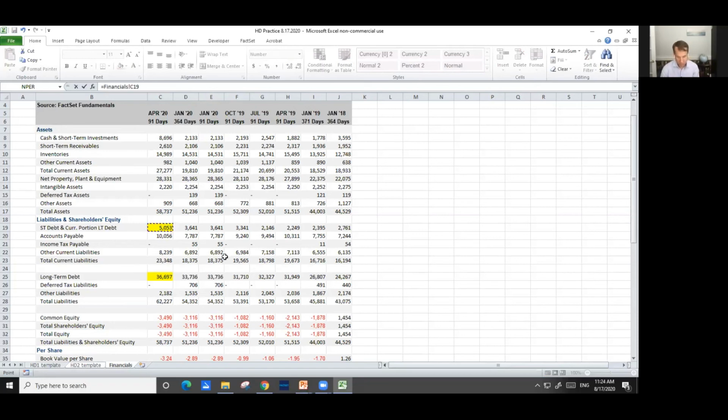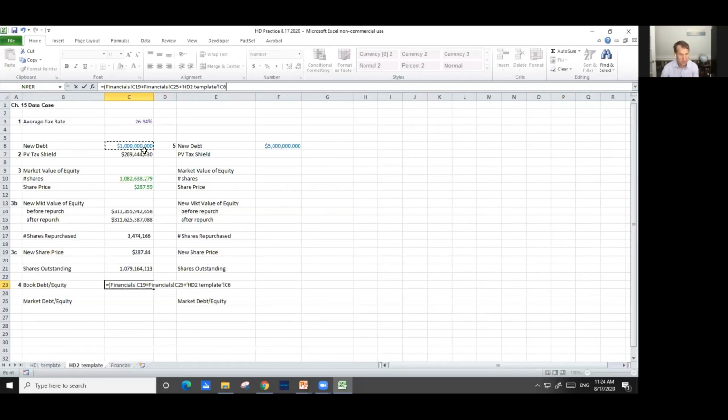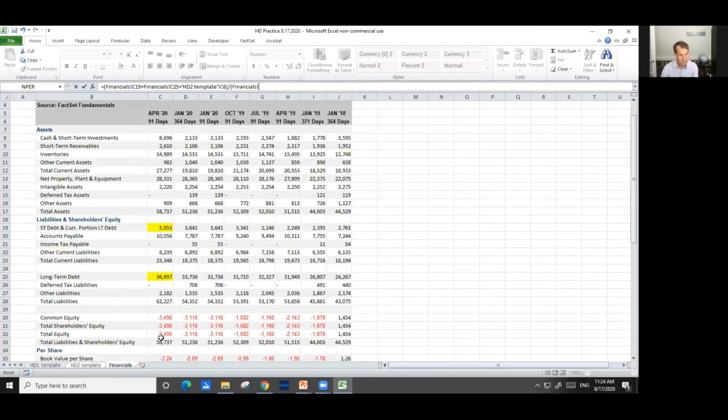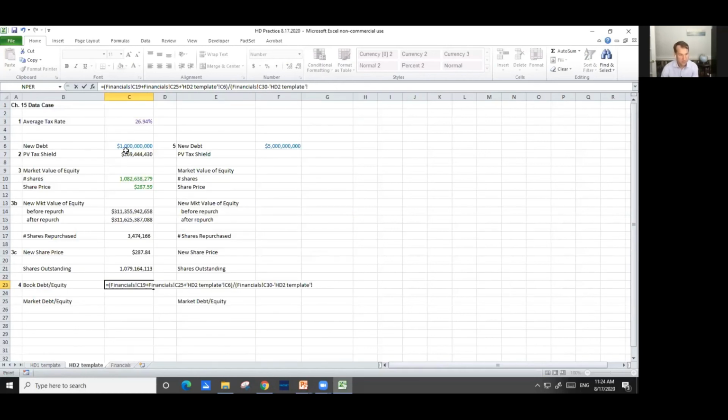So debt would be these yellow numbers I highlighted, the current short-term debt and long-term debt. And then we are issuing an additional billion, so we'll add $1 billion to debt in cell C6 divided by common equity, which is negative, minus $1 billion.